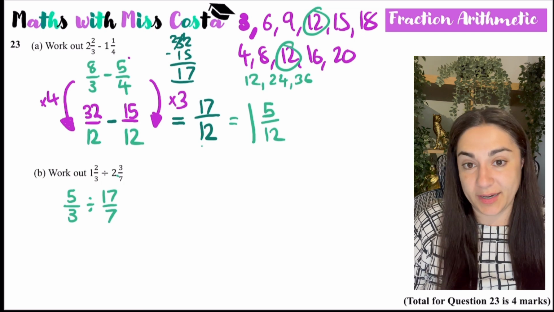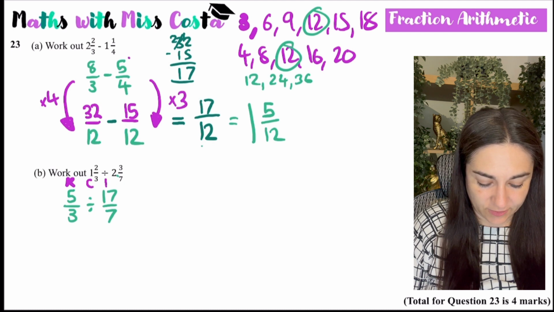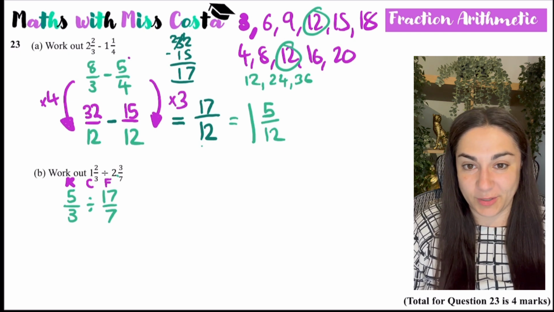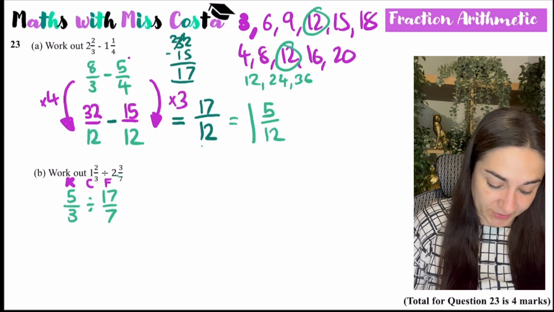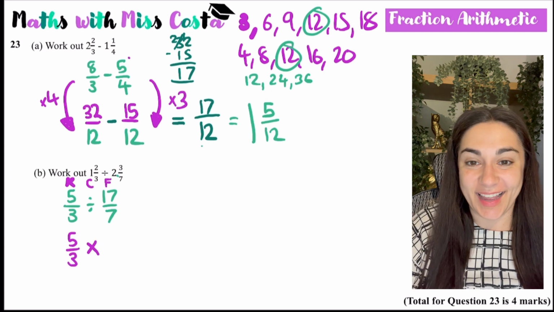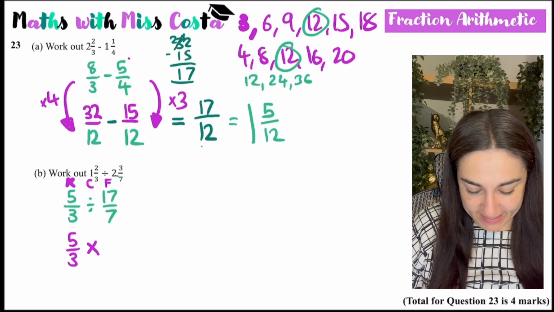Now, the trick for dividing fractions is keep, change, flip. It's normally called the KFC method, but I actually prefer KCF because then it's in order. So keep the first fraction as it is, change the division sign to a multiplication sign, and then for the last part, flip the fraction. So that would be 7/17.